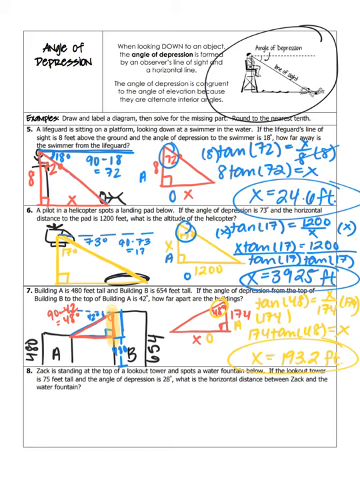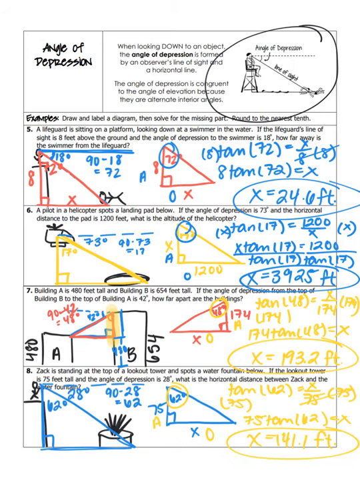All right, here's the answer for number 6. Just so you guys know, the altitude is just another word for height. So take a look at number 6, check your answer. We have the angle of depression is 73, so that means the angle that's inside the triangle we're using is going to be 17. And here we have the answer for number 8, okay?